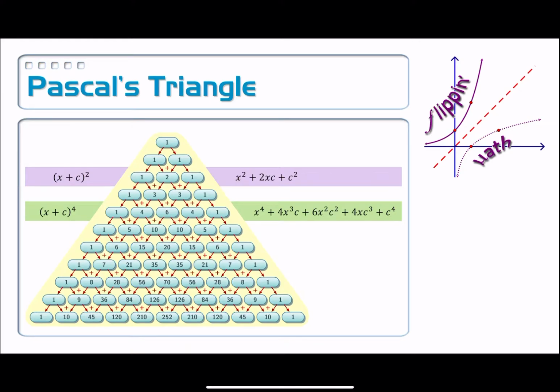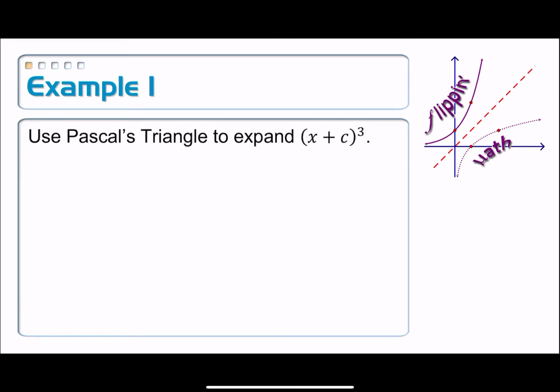And we use these numbers to form the coefficients of each one of our terms of our expanded binomial. So this 1, 4, 6, 4, 1, of course, are all the coefficients here. I can see a 1 understood there, 4, a 6, a 4, and another understood 1. So let's use Pascal's triangle here to expand out (x + c) to the third.